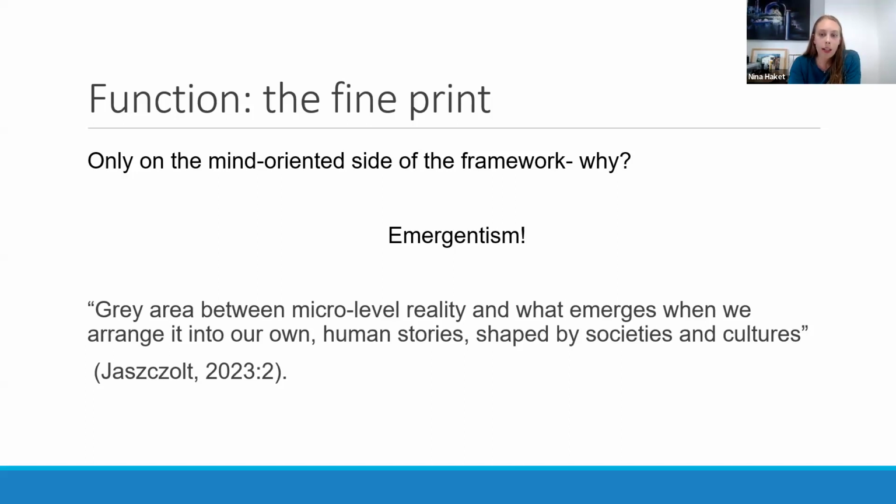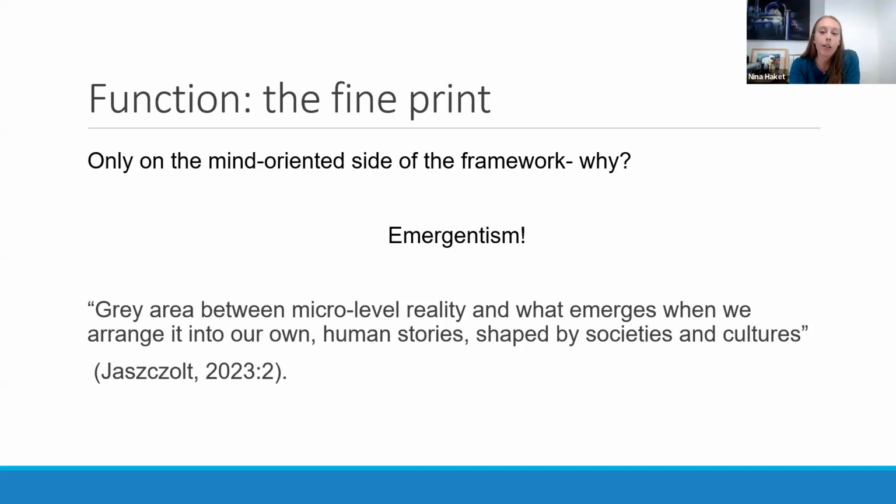So the words in the mind-to-world category don't refer to an objective reality, but to the grey area between our micro-level reality and what emerges when we arrange it into our own human stories, shaped by societies and cultures, which is what Kasia wrote in 2023. These words have meanings that relate to emergent realities that emerge alongside human consciousness. The idea is that these functional categories of these mind-oriented worlds emerge from dynamic interactions and organizations of cognitive processes.